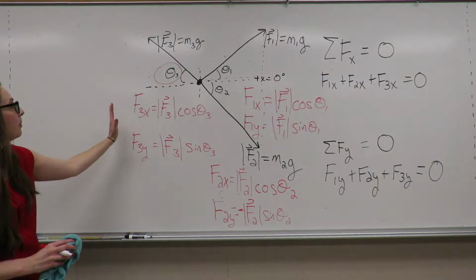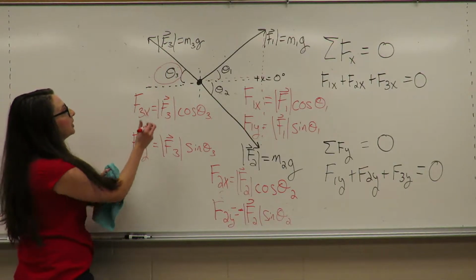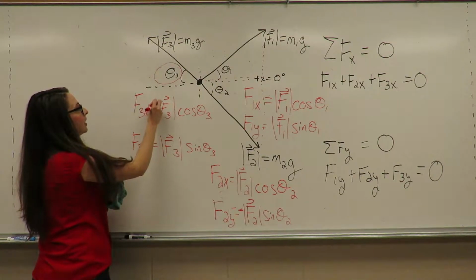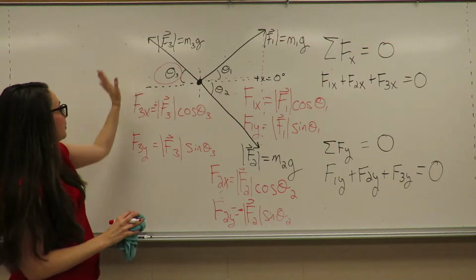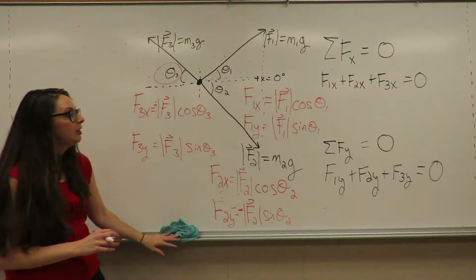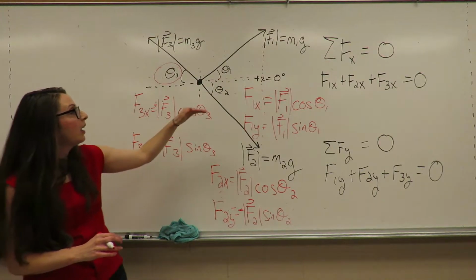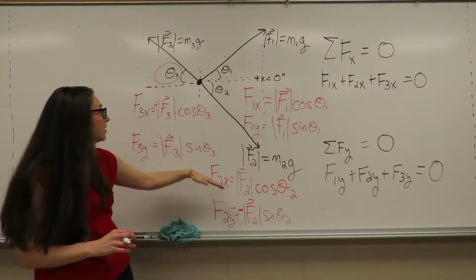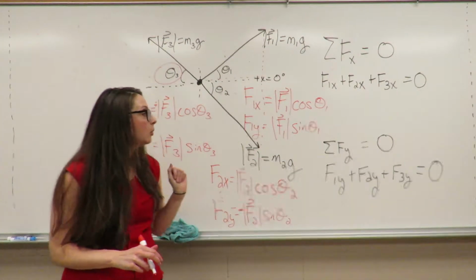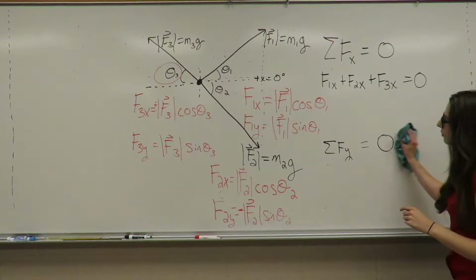Okay? And for my F3x, this vector is pointing in the negative x direction, so I need a minus sign on my F3x component. And the F3y component is positive, so I'm okay there. Now what I can do is set up an equation to solve for cosine theta 3 by plugging in my values for F1x, F2x, and F3x, right over here with my equation with the sum of the forces in the x direction equals 0. So I'm going to erase this Fy equation for now.